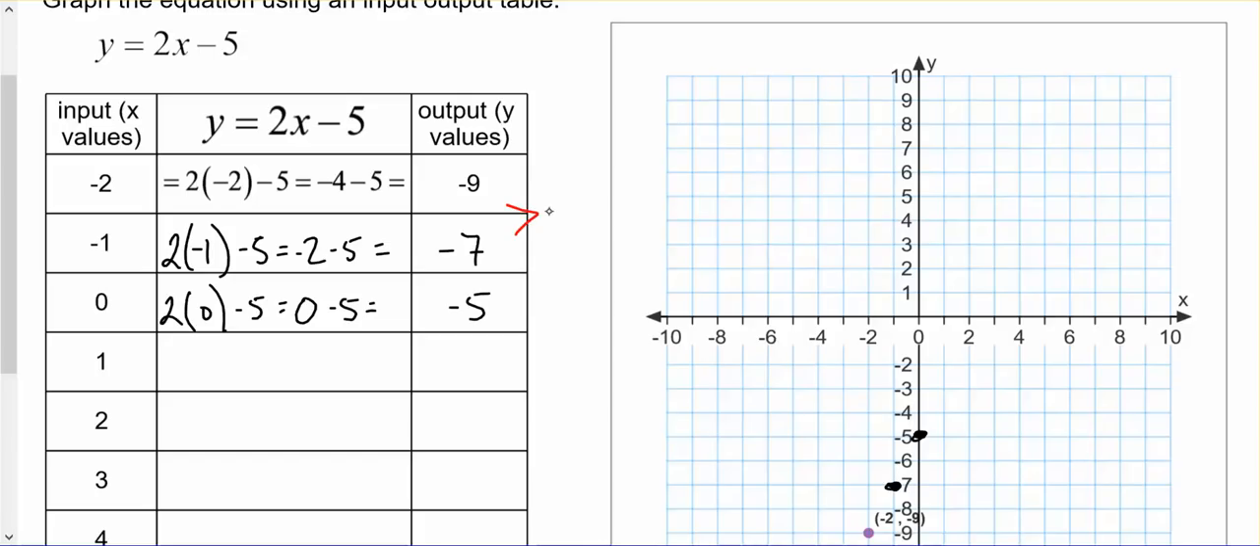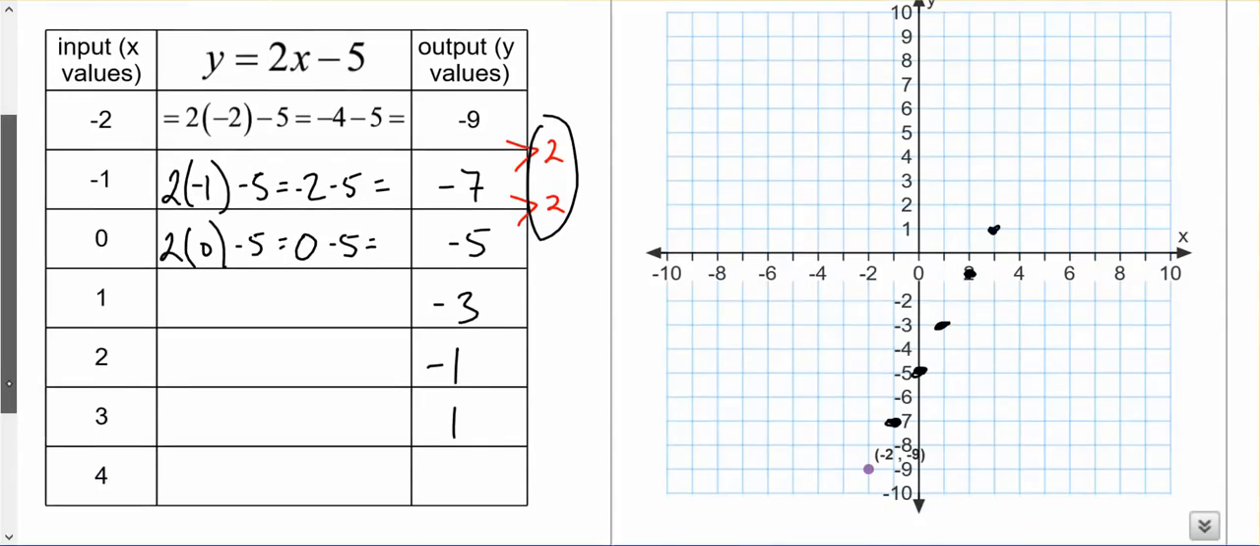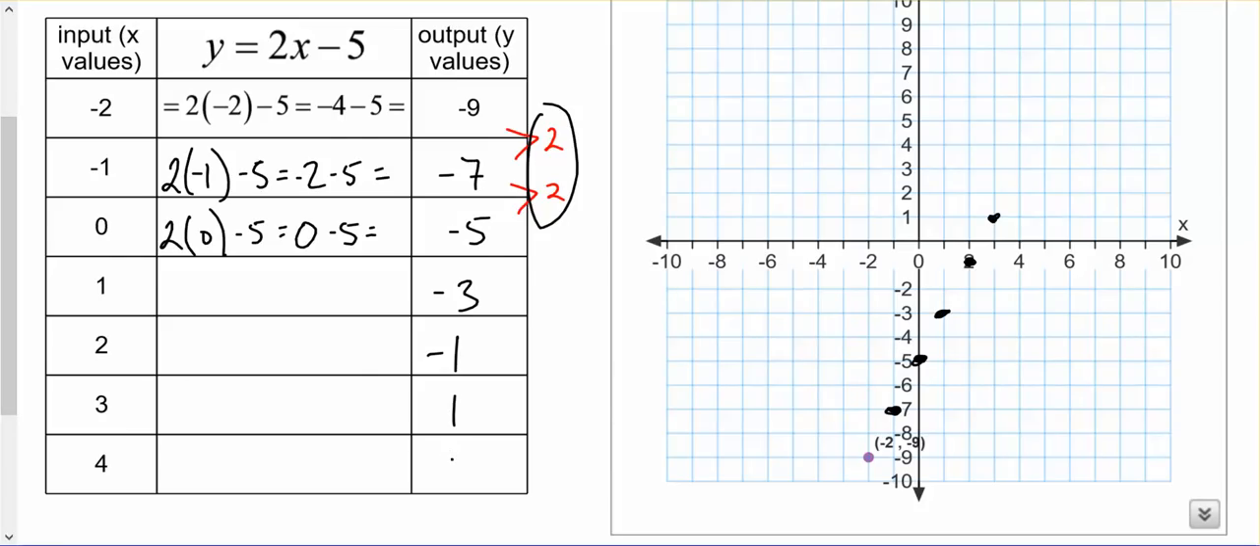From -9 to -7, we're going up 2. And from what we learned last unit, we'd say that's our common difference is 2. So -5 plus 2 would be -3. That's 1, -3. Then 2, -1, and 3, 1, and 4 would be 3, just following that pattern.